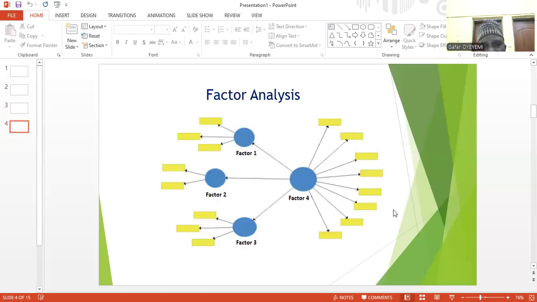The diagram on display is a pictorial form of factor analysis. Those yellow rectangular boxes are the items or the variables that we measured, whereas the blue circles, or the blue bars, are the factors extracted from those. You can see that in some instances, 2 or 3 items are grouped together to form a factor, or even more variables or items are grouped together to form a factor. So this is how factor analysis looks.